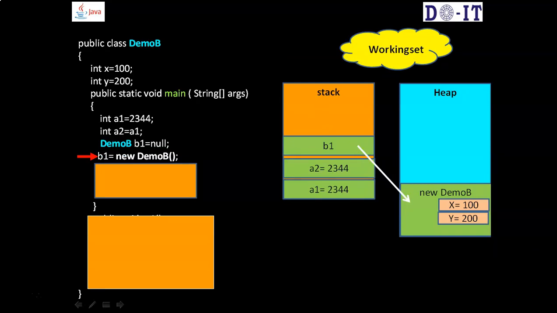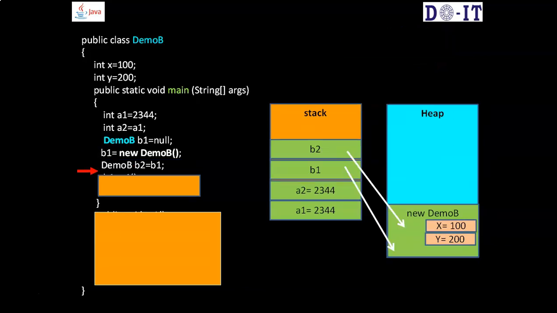Next, line number 4, the new object is created. Now memory is allocated in the heap for the new object. The constructor gets called, and as a result, the global variables x and y are now loaded as members inside the heap. Please notice x and y are primitive types, but because they are members of the class demo B, they are loaded inside the heap itself. The values 100 and 200 are assigned to x and y, and b1 now has the address of the new object in the heap.